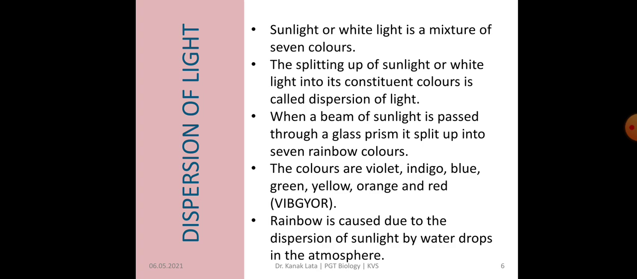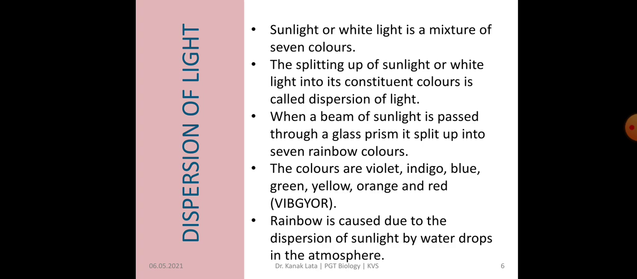Now our next topic for discussion is dispersion of light. You have already learnt in earlier classes that sunlight is called white light. The splitting of sunlight or white light into its 7 constituent colors is called dispersion of light. It is easily observed with the help of a prism. When a beam of sunlight is passed through a prism, this white light splits into 7 rainbow colors.